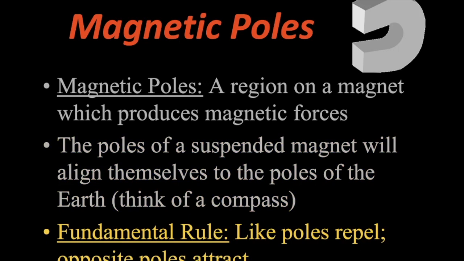The fundamental rule: like poles repel, opposite poles attract. So you're going to have your different poles. Your opposite poles are going to be attracted, and your like poles are going to be repelled, just like we were talking about with the electrons. The electrons are repulsed by other electrons as protons are attracted to electrons, and that's all based on the charge.